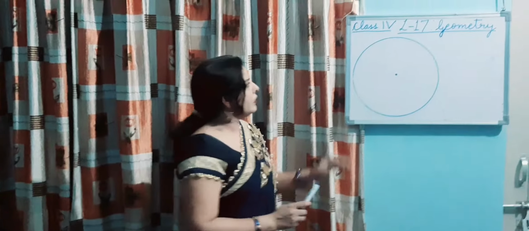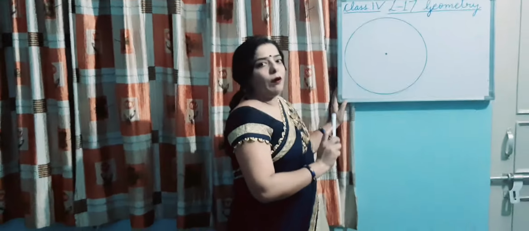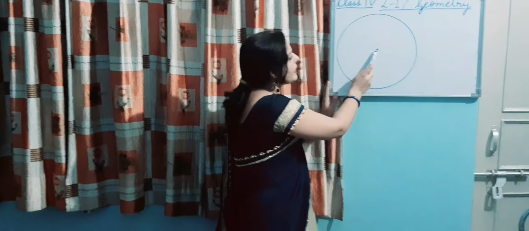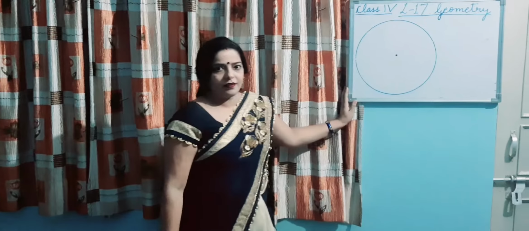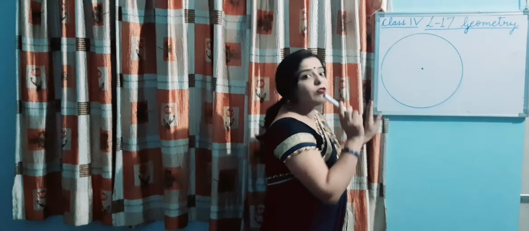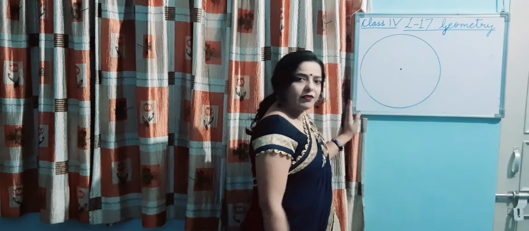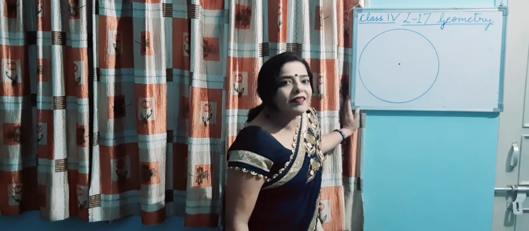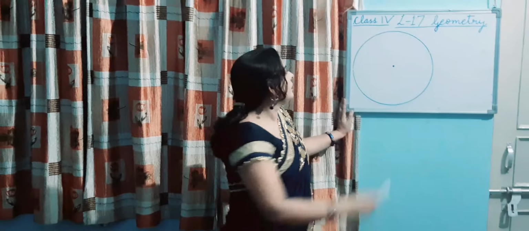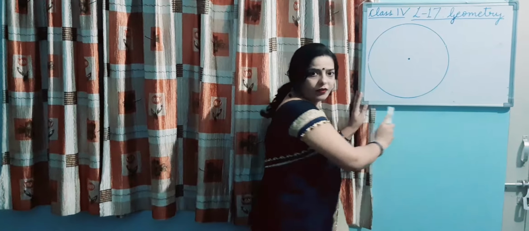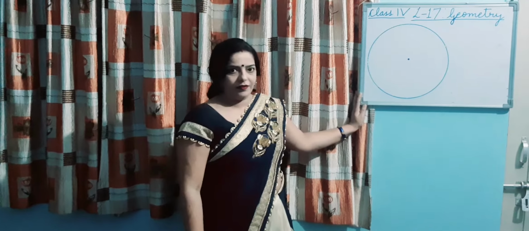Now let me tell you, every circular object is having a fixed point right in the middle of it. Okay, and that is known as center. Right in the middle you can see a fixed point in circular object, that is known as center. And the boundary of the circle, that is known as circumference.